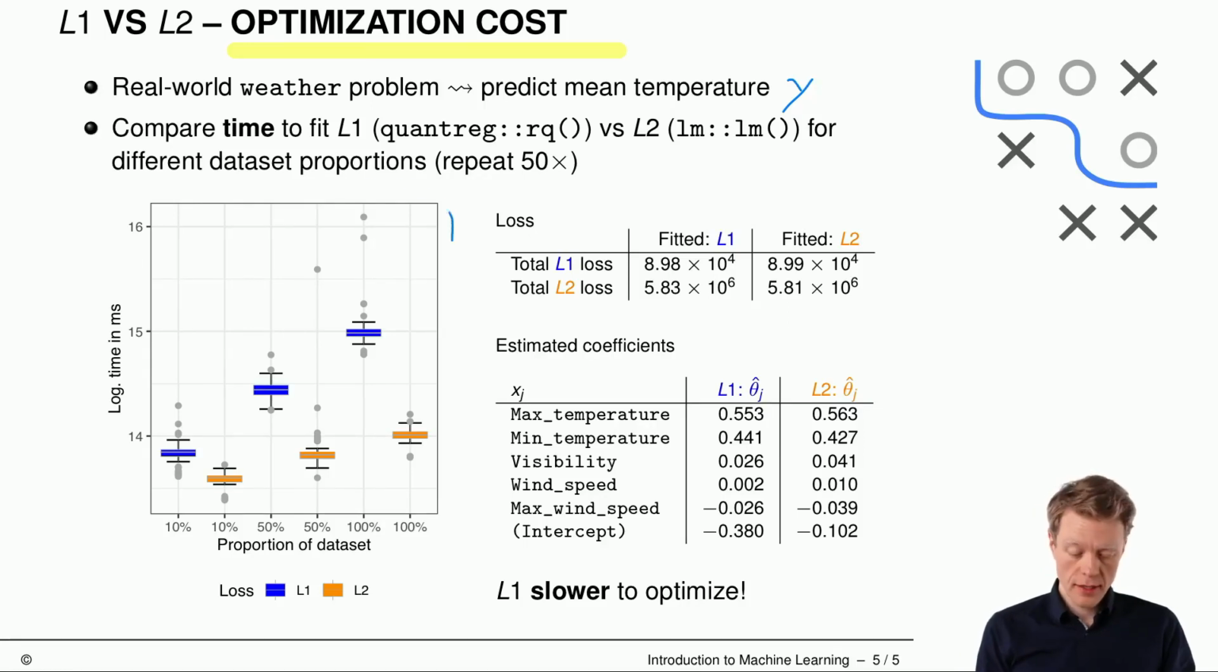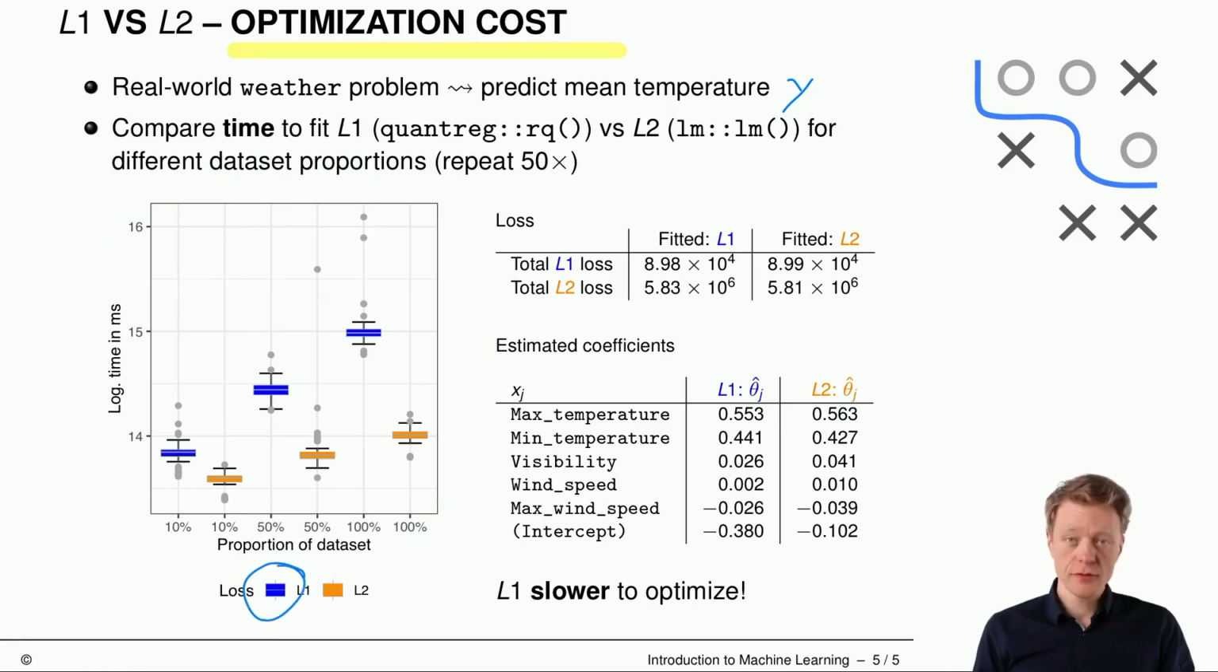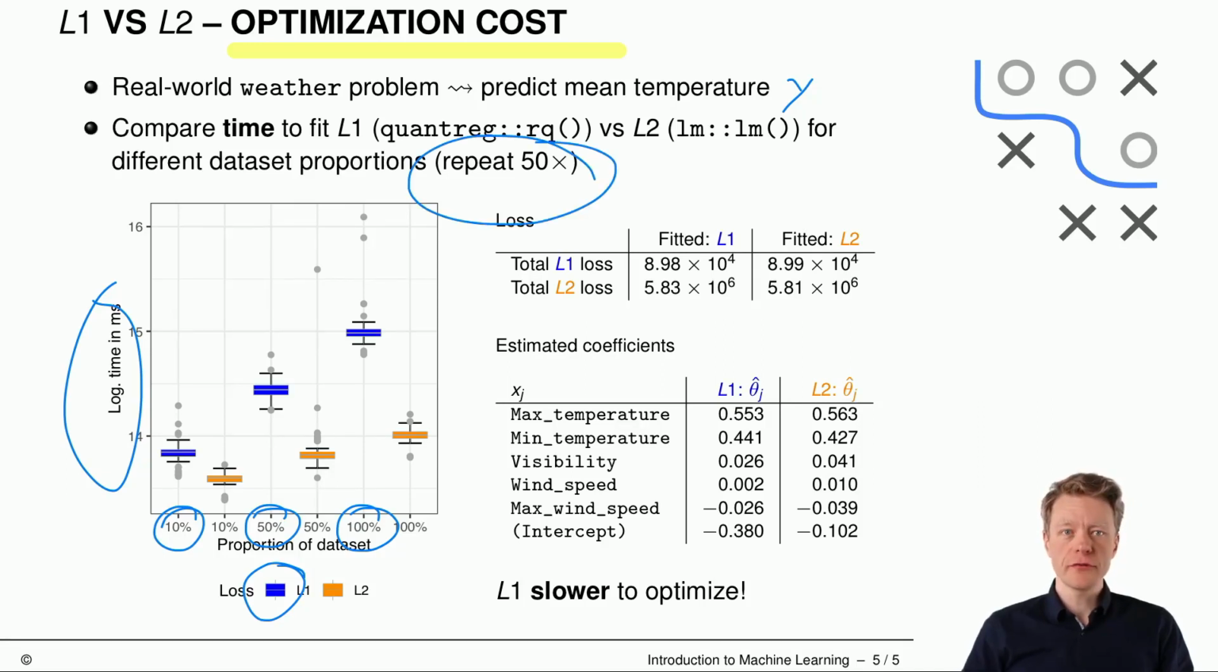So let's have a look at the plot on the left side here. All the blue boxes refer to model fits with L1 loss, all the orange boxes to model fits using L2 loss. And what you see is the log of the time we needed to estimate the parameters of those models. We did this for different proportions of the data set. So for 10% of the data, for 50% of the data, and for 100%, so for the entire data set. And we did it 50 times for each of those configurations.